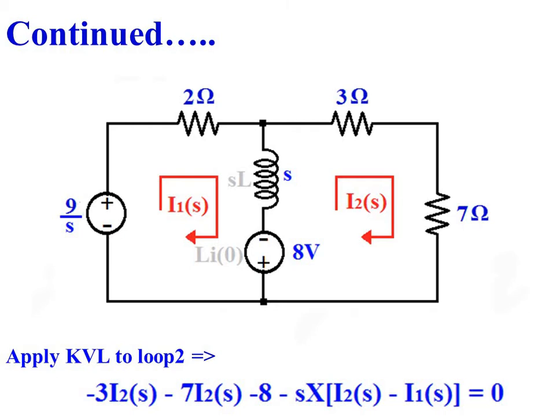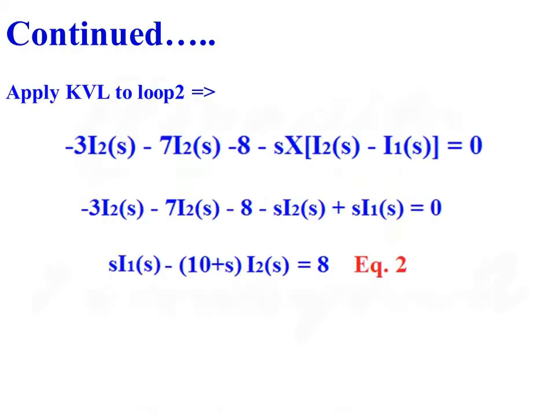So according to KVL, we will get minus 3 I2 of S, minus 7 I2 of S, minus 8, minus S into I2 of S minus I1 of S is equal to 0. Rearranging the terms, we will get S I1 of S minus 10 plus S into I2 of S is equal to 8. Equation number 2.